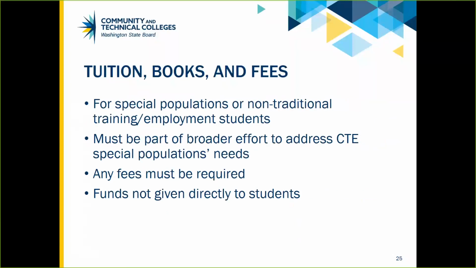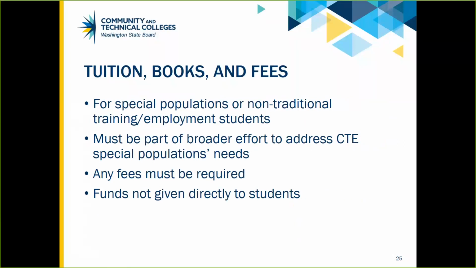Tuition, books, and fees is where you'll budget any tuition, books for students, or required student fees. A couple of notes on this. This is only for special population students or non-traditional employment and training students. Your college has to have a broader effort to address the needs of special population CTE students in order to budget funds here. And in order for you to be able to charge student fees to this grant, fees have to be required fees. They also have to be required of all students, not just these particular students.